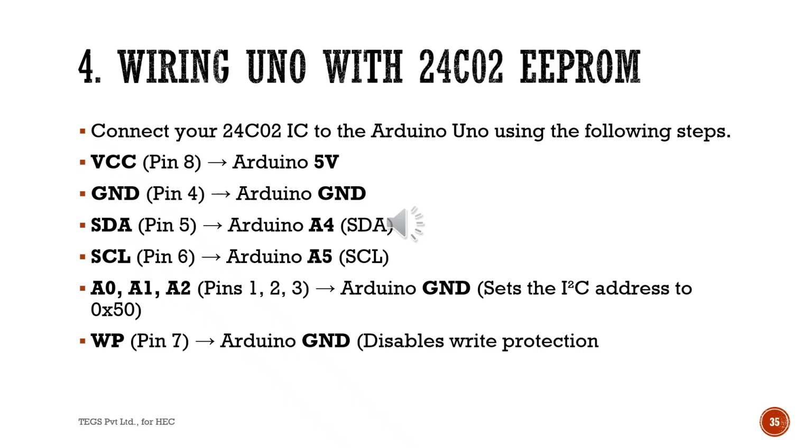Step 6. Connect A0, A1, A2 pins, that is pin numbers 1, 2, 3 of EEPROM, to Arduino ground. This sets the I2C address to hex 50. Step 7. Connect write protect pin number 7 to Arduino ground. This disables write protection.